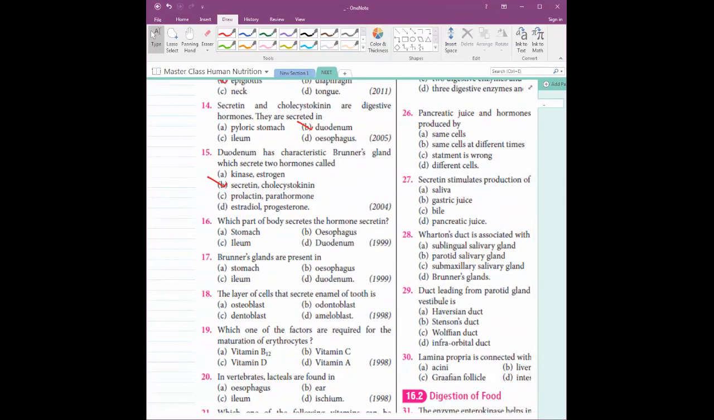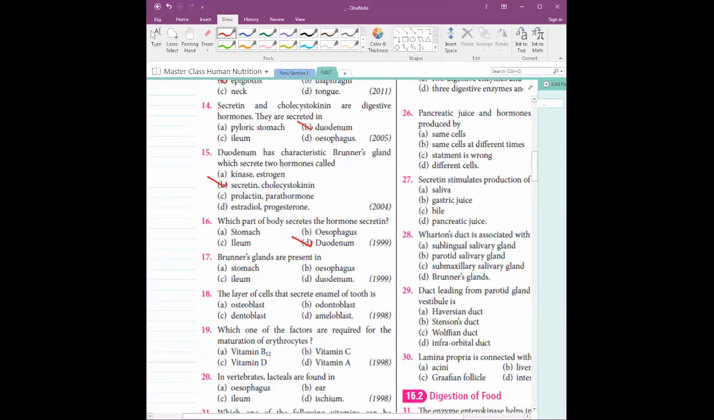Okay. Chalo, next question goes to Ruby. Okay, come on, Ruby. Which part of the body secretes the hormone secretin? Yes, guys. What will be the answer? Yes, it is going to be duodenum. Everybody is right.